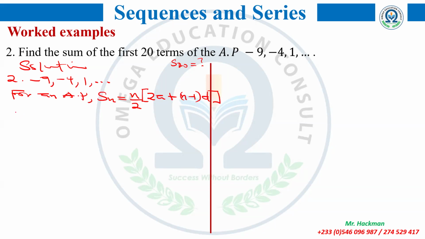So in this case, I write n is equal to 20. a is equal to the first term here, which is -9. And your d, because you didn't do your rough work, you have to use the first two terms to get your d. So that will be -4 minus -9, so it will be +9, and that will be equal to 5. Is that clear?